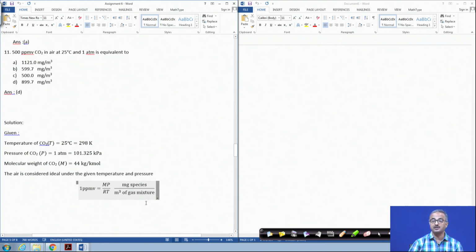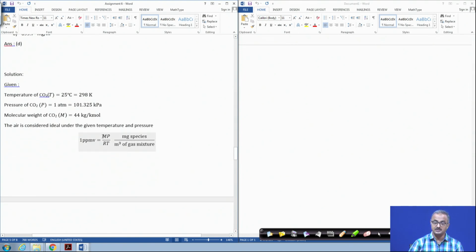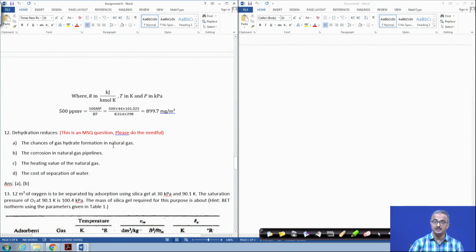So one has to be very careful about the units. These are the units we have used: temperature we have converted to Kelvin, pressure we have converted to kilopascal, and the molecular weight is in terms of kilogram per kilomole. This is the equation we get, and then plugging in the values you easily get the value of the ppm. You can convert ppm to milligram per cubic meter.